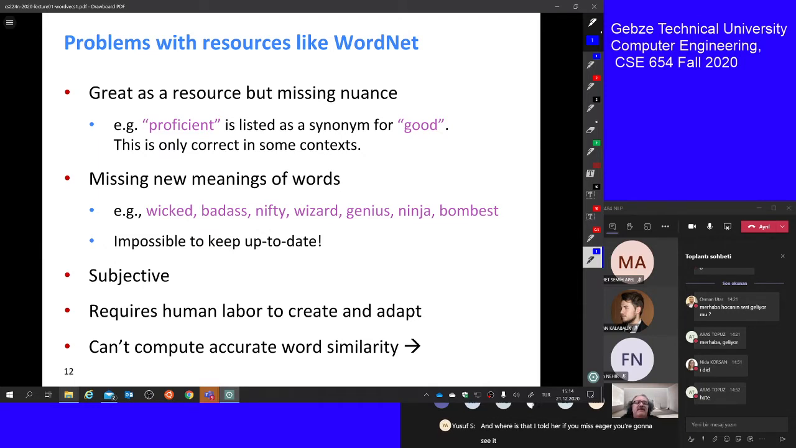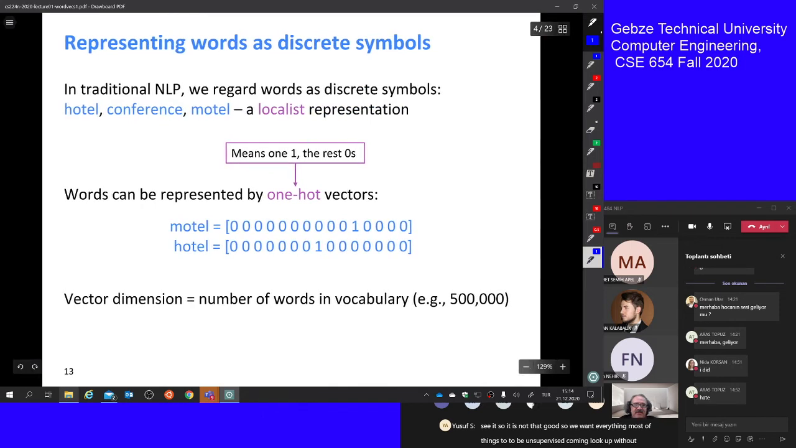So we want most things to be unsupervised. Coming up with unsupervised vectors is a much better thing. One way to express vectors, maybe one stupid way to express vectors, is the one-hot vector. This is not actually used, but it's going to be important when we start assigning vectors automatically using the neural methods. So let's say I have a very large binary vector, and this is the vector for motel, and this is the vector for hotel.